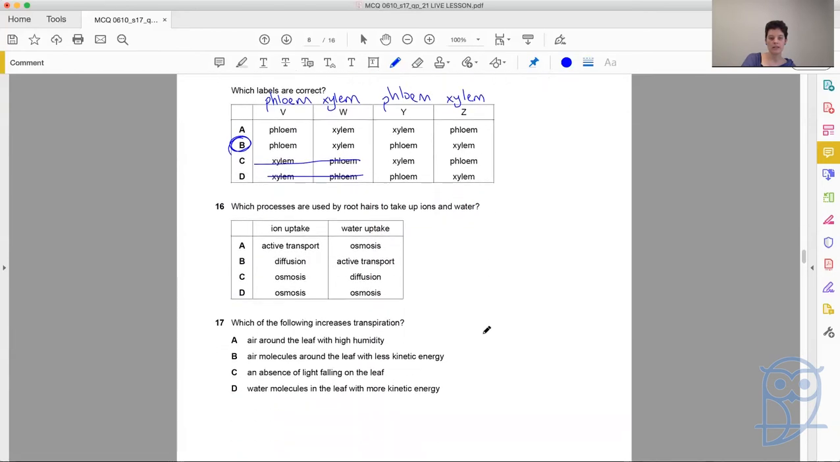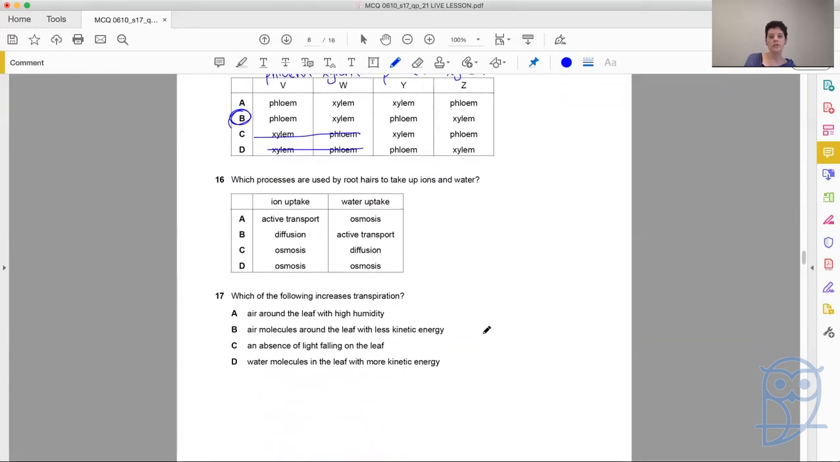Question 16. Which processes are used by root hairs to take up ions and water? Now, how does water move? Water always moves by osmosis. So we can take out B, we can take out C. Ion uptake, active transport or osmosis? Well, osmosis can only be water, so it's definitely not ion uptake. And if you think about it nicely, we're pumping those ions into the plant, definitely active transport for ion uptake.